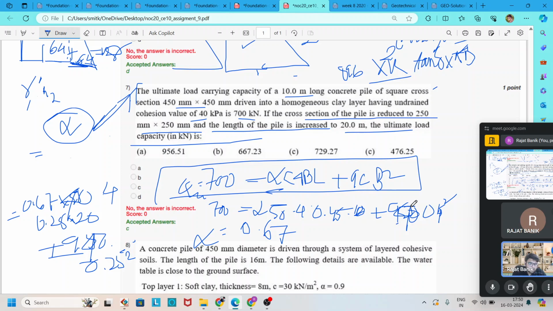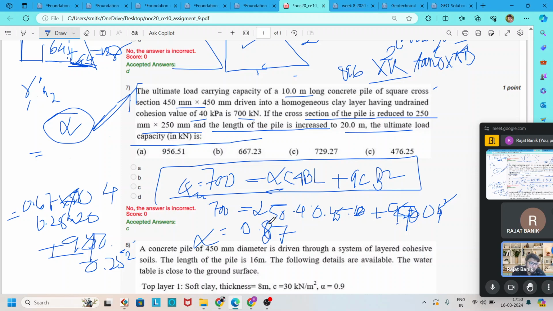So 9 into 40 into 3.14 into B square, B is 0.45 square, again divided by 4, divided by 40 into 4, divided by 0.45, divided by length 10. So alpha is coming out 0.87, not 0.67.